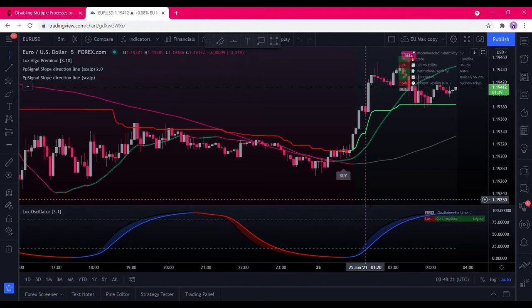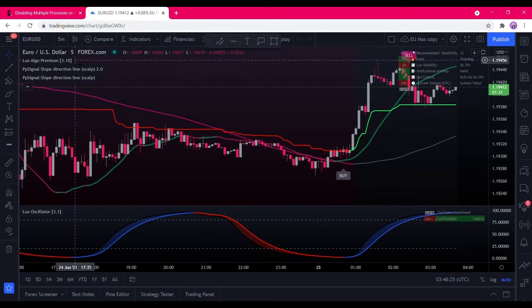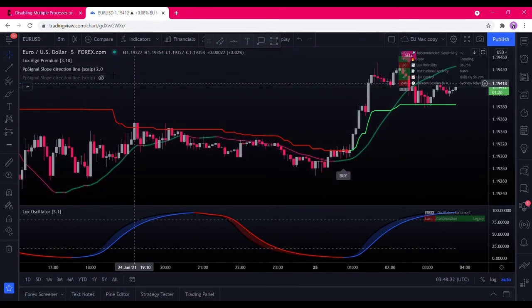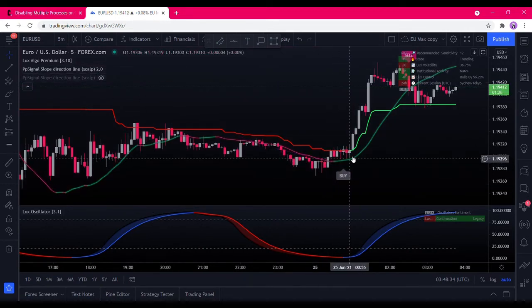Now, the second rule piggybacks off of this. It's the 1 candle rule. And the 1 candle rule is only for one specific indicator, and that indicator is the PP signal 2.0. So I'll be taking off this so you won't get confused. Now, that's this blue and purple line here.